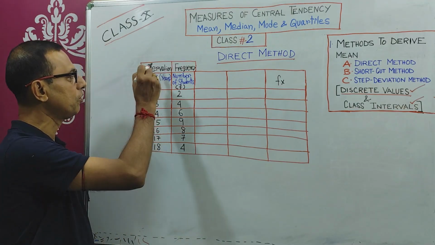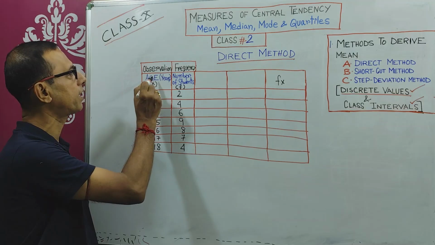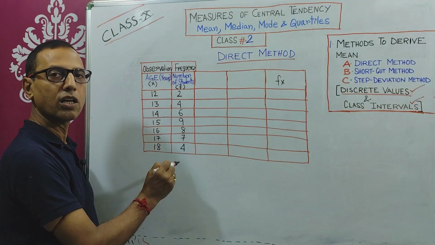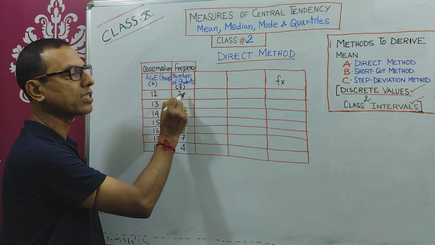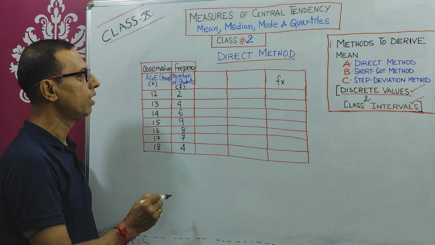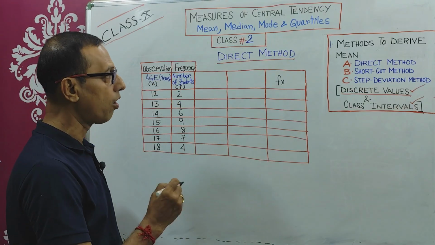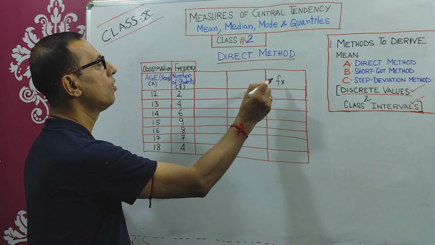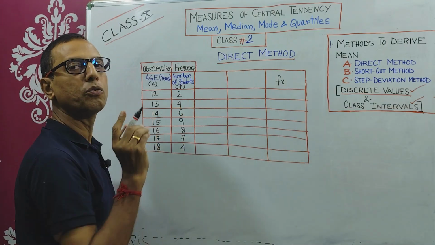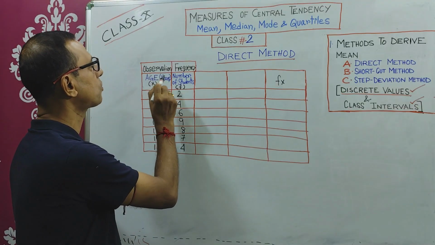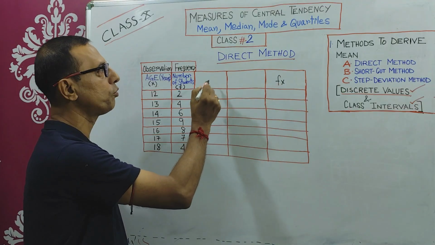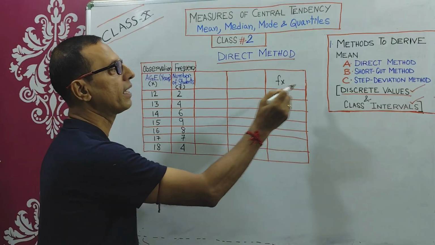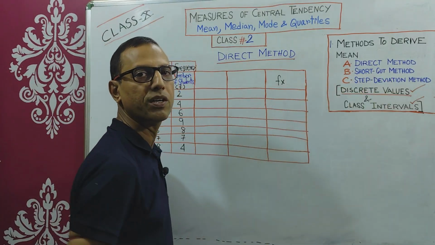So in the first column you have all the observation values, the ages in years, and in the second column the respective frequency against each observation. These are given values. Now how to derive the mean? For the direct method you need only 3 columns. You will come to know about the other columns when I explain the shortcut method and step deviation method.